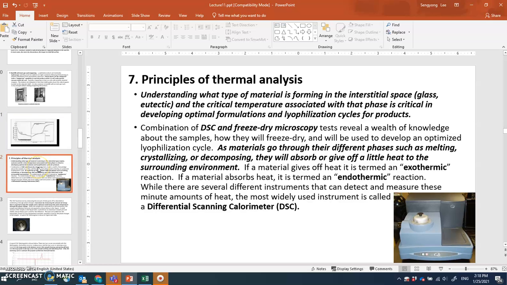Okay, the principles of thermal analysis. In order for you to develop the best freeze drying conditions, you need to know all those temperature conditions, right? Eutectic melt temperature or glass transition temperature or amorphous melting temperature, all those things. In order for you to understand, you need these two critical pieces of instruments. Number one is called DSC, differential scanning calorimeter. It may look like that. This instrument can analyze those melting points, because it will give you thermal characterization of your drug molecule under different temperature conditions.